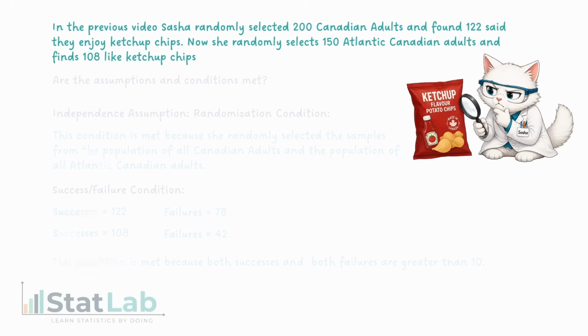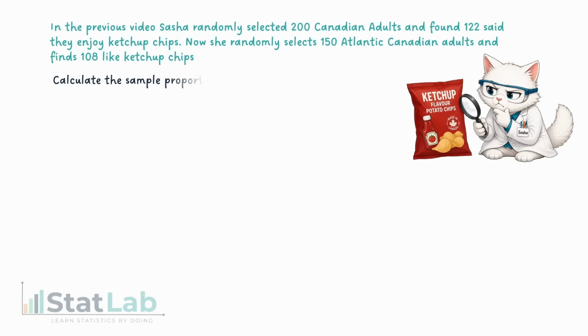So the first thing that we're going to need to do is calculate our sample proportions. P hat 1 is going to be our 122 over 200, which gives us a proportion of 0.61, and our P hat 2 is going to be our 108 over 150, which is going to give us 0.72.